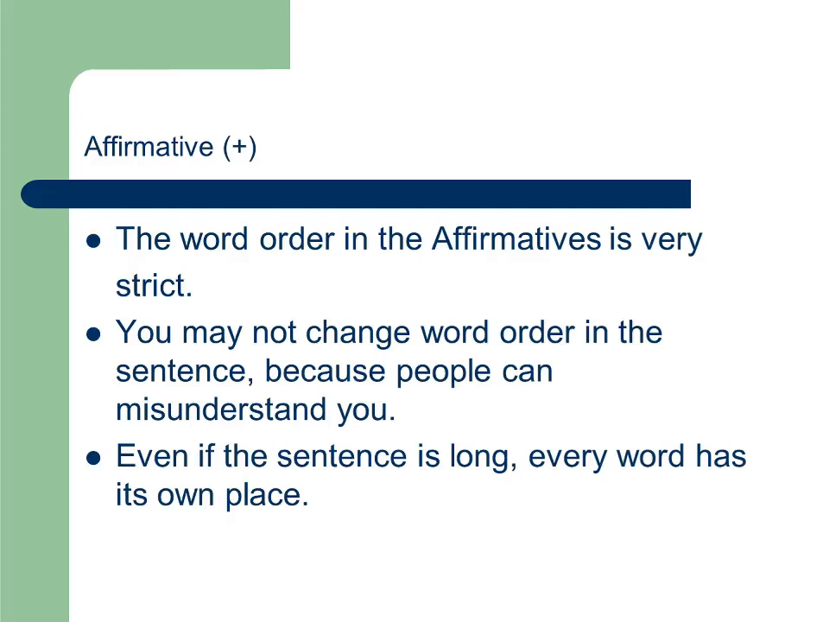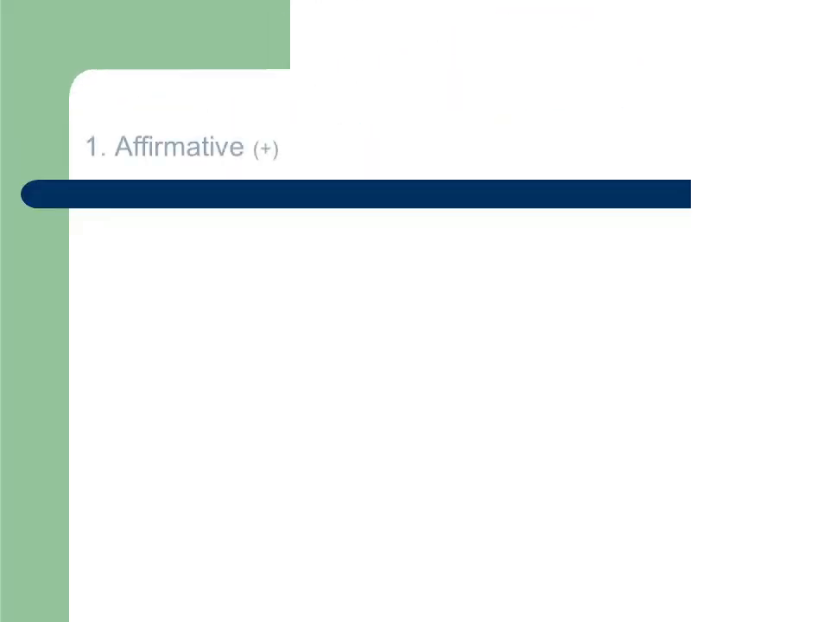Sometimes, since it is a familiar order of the words, you can understand what I'm telling you. But if it is a difficult sentence or a very big sentence, it will be very difficult to capture the meaning of this sentence because the word order is not right. So the word order is very important, as I told you earlier. Even if the sentence is long, every word has its own place. That is the thing we have to understand.